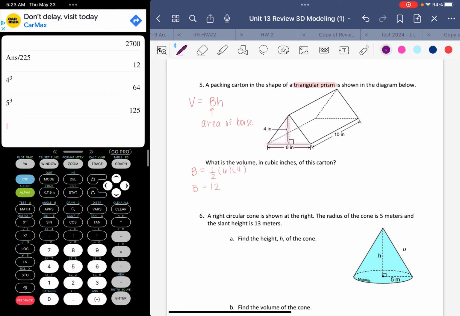So now if I want the volume of my prism, big B was 12. And now the height, we're not talking about the height of that triangular base, we're talking about the height of the prism. And the height of the prism goes from one base to the second base. These triangles are my bases. So the height connects those two bases, so that's the 10. Which means that our volume is 120. And everything was in inches, so volume will be inches cubed.